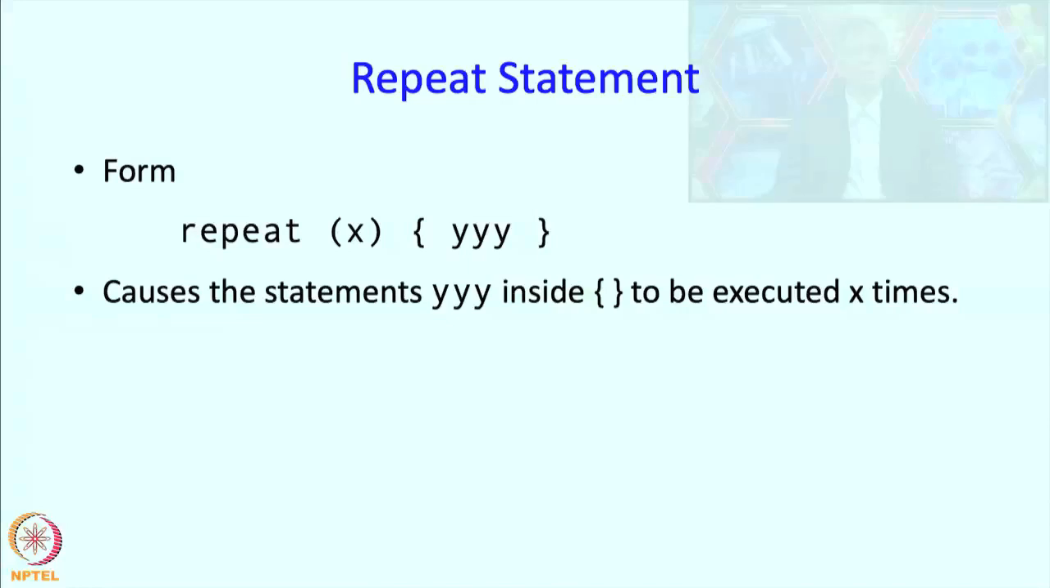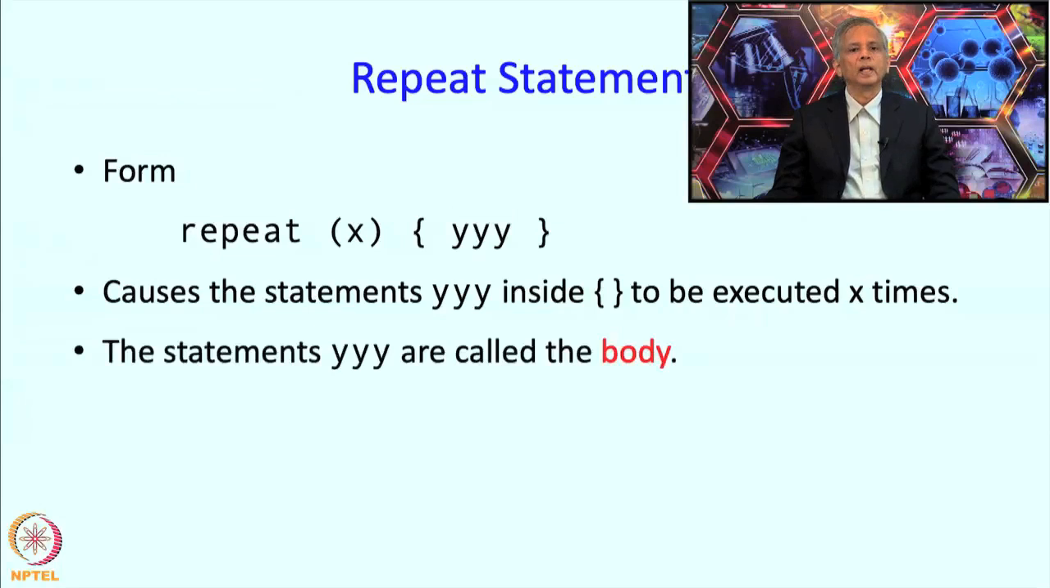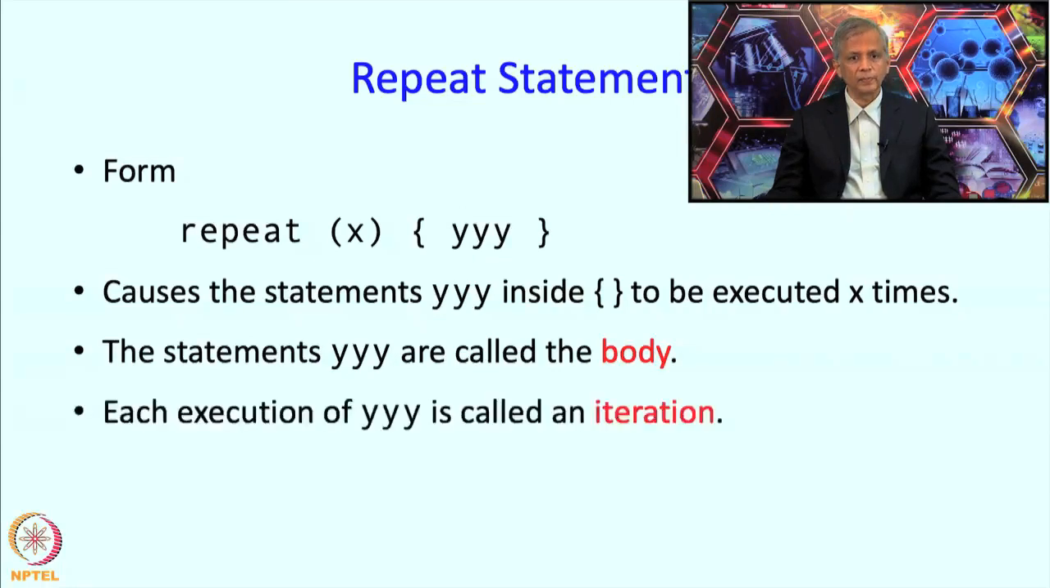So we already saw an example. We had X equal to 4 and YYY was forward 100, right 90. So those two statements were executed four times. Now the statements YYY, in general, whatever is inside those braces, is called the body of the repeat statement. And each single execution of YYY is called an iteration. So this repeat statement causes X iterations of the body YYY.